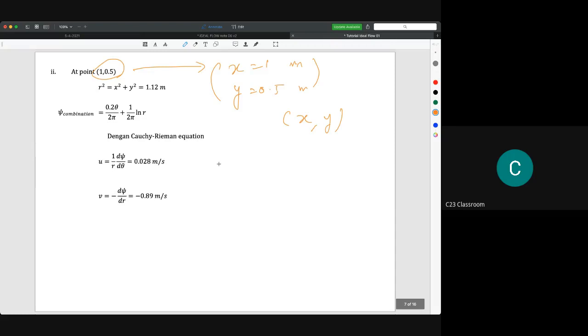And then from the psi combination, by using the Cauchy-Riemann equation, we could get the velocity components. So we could get u and we could get v. We substitute with this coordinate, and then we found that the velocity u is 0.028 meter per second and v is negative 0.89 meter per second.